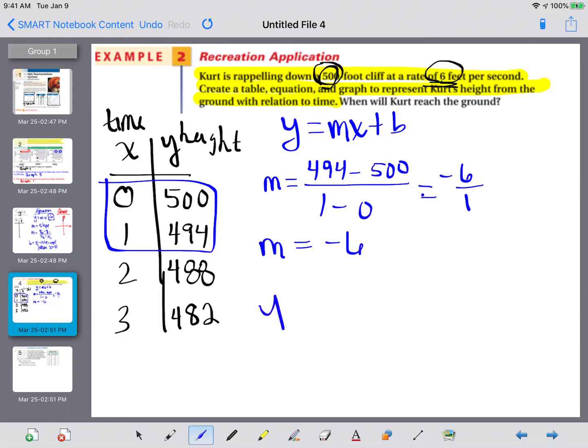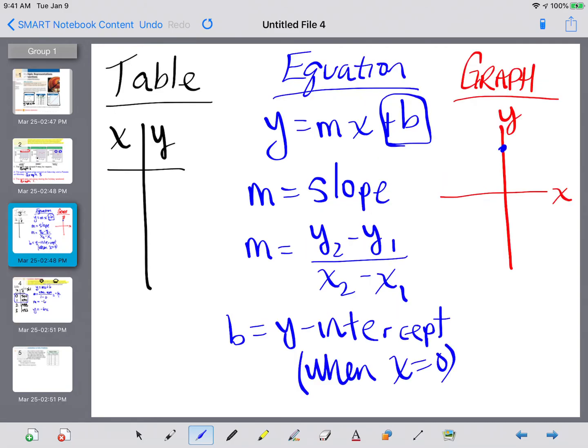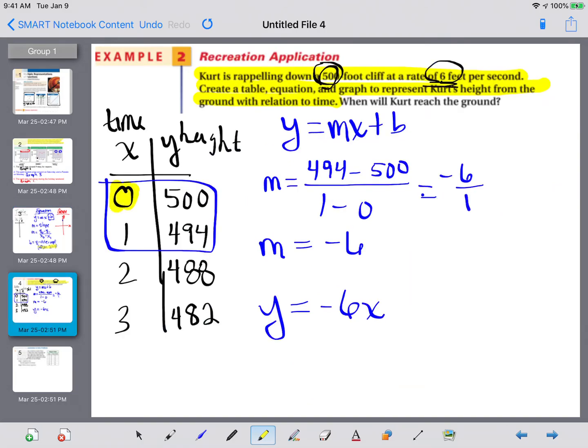So in my equation, I'm going to put that in for m. So we have negative 6x. And then we need the y-intercept. Well, if you remember my hint, the y-intercept always happens when x equals 0. So if we go back to our table, we have an x value of 0 right here. What's the y value there? It's 500. So we'd finish this equation off with plus 500.